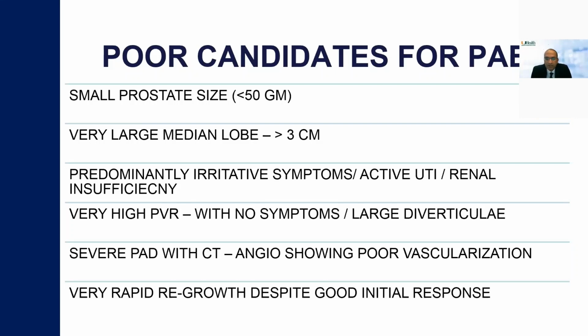Severe peripheral arterial disease with the CT angio showing poor vascularization. We do not do CT angio as a routine, but if a patient has significant arterial disease, then we will do a CT angiogram, which is very rare in our practice. Very rapid regrowth: we do embolization, patients respond well within 3 months to 6 months, and then they have the regrowth of prostate. We would not really prefer to treat those patients again, and I'm probably more conservative than some of my colleagues on that.